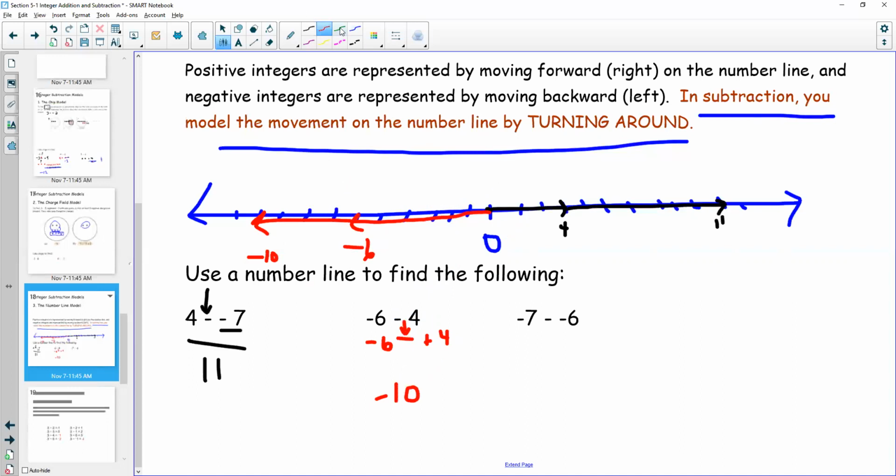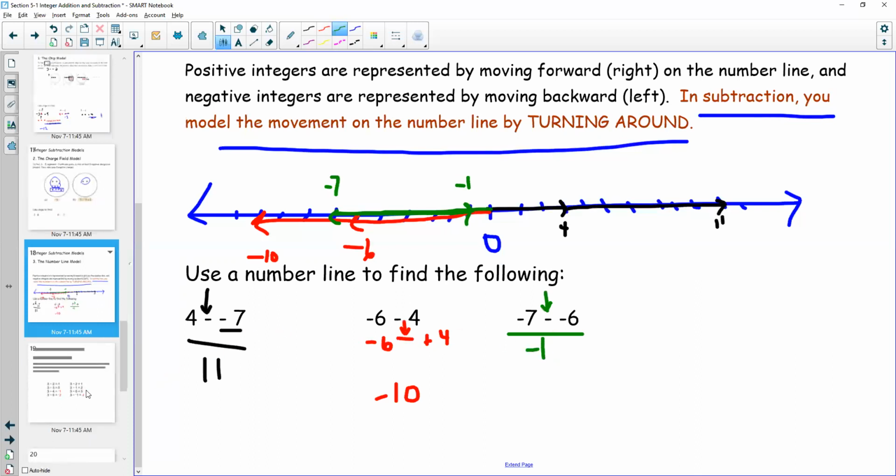Okay? And then the last one I'm going to do in green, -7 minus a -6. All right, so we're going to go to -7: 1, 2, 3, 4, 5, 6, 7. Here we are at -7. This is do the opposite of -6. Well, if I do the opposite of -6, I'm going to go +6. So 1, 2, 3, 4, 5, 6. That gets me to -1. -7 minus a -6 is -1.